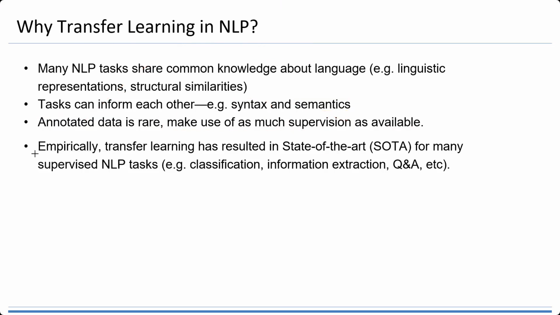So empirically, transfer learning has resulted in state-of-the-art, or we call it SOTA, for many supervised NLP tasks. Okay. So transfer learning has been proven useful for classification, maybe for sentiment analysis, for text classification. It is also useful for information extraction. It is useful for Q&A, like chatbots, etc.